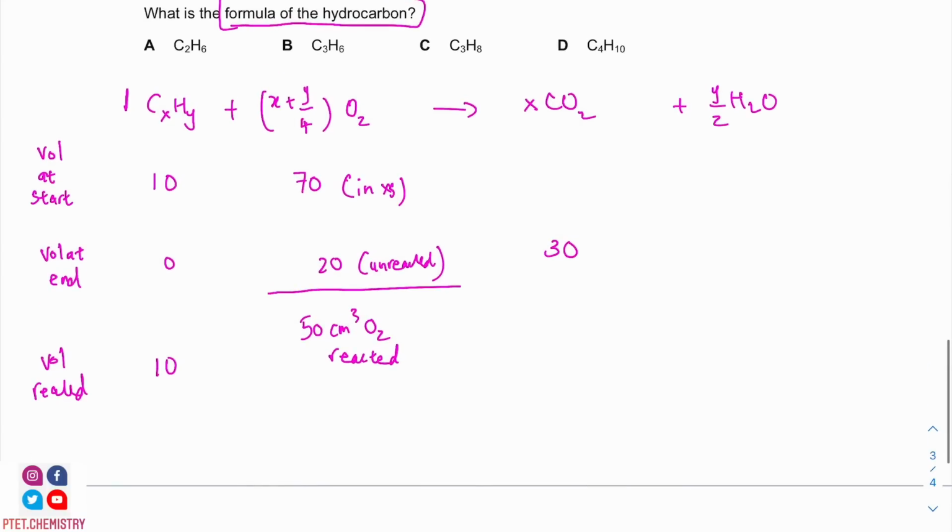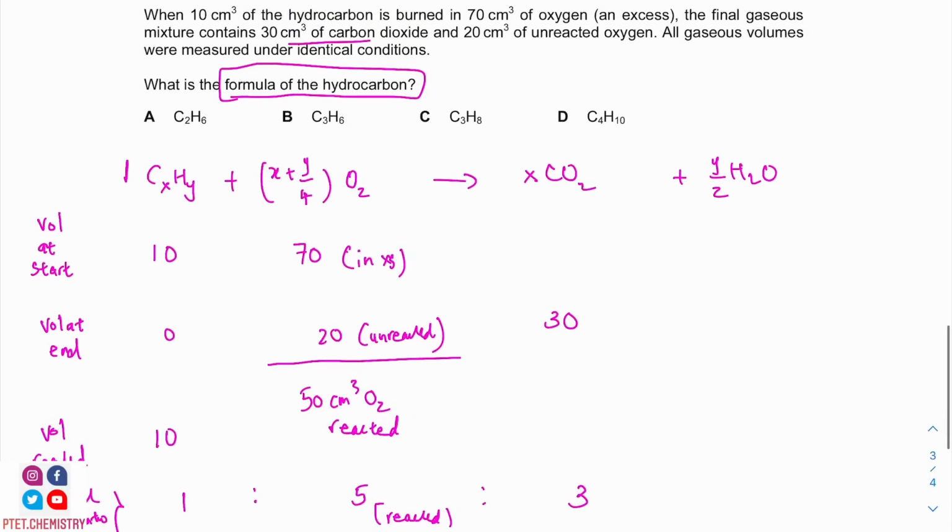I can complete the simplest volume ratio, which is the same as the mole ratio. That's going to give me 1:5:3. This has to be whatever has reacted for it to work. If you simply put 70, it's not going to work because not all of the 70 reacted. Only 50 cm3 reacted because you still have 20 cm3 unreacted.